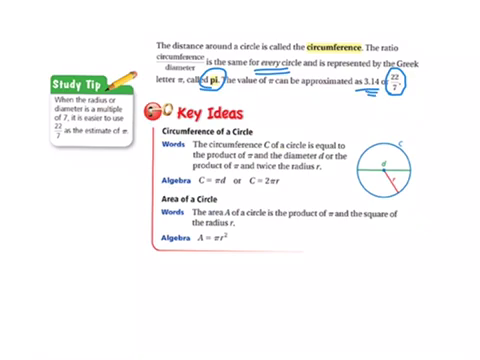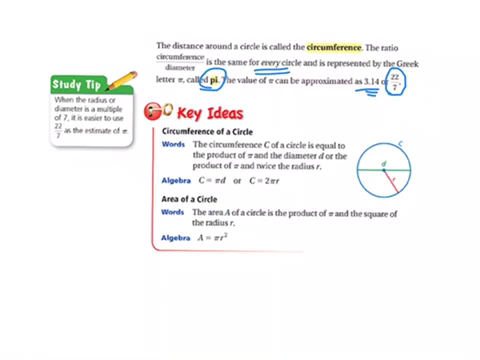Okay, so here again we have the circle, and you can see that they have the diameter there in green, and they have the radius there in red. But you see now they've labeled the circle with the letter C, meaning the circumference all the way around is used using the letter C.